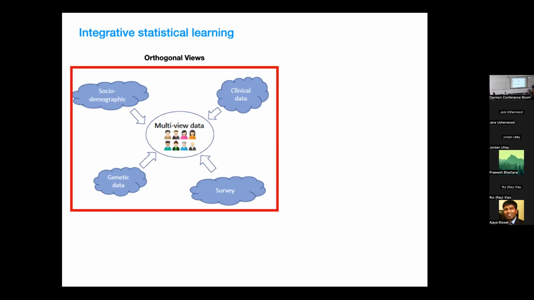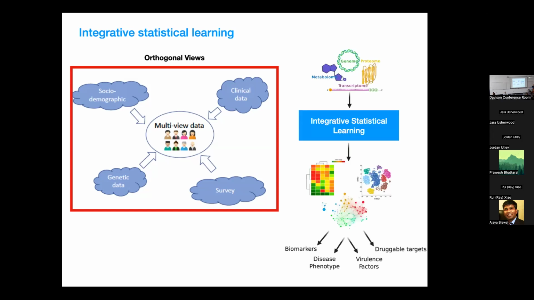Now, in the larger framework of integrative statistical learning, the idea is to integrate all of these orthogonal views collected from different sources and come up with a statistical approach that allows us to churn all these data sets together, and then come up with interesting biomarkers and interesting understanding about the underlying system and so on. And some of these things you might already be doing in your research work.